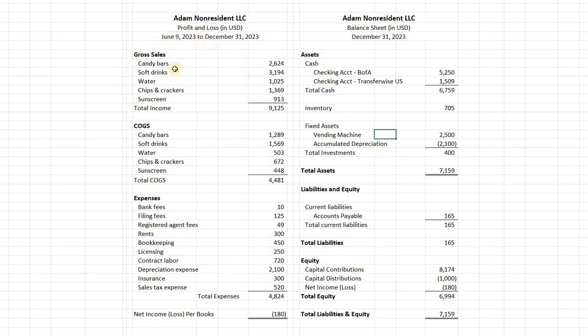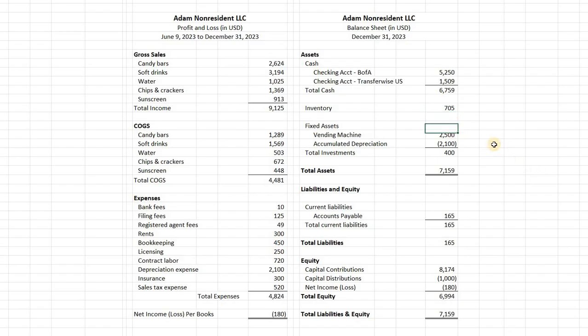So we've got the gross sales amount. These are the items that are being stocked in the vending machine and sold. We've got the cost of goods sold, so the inventory costs on the gross sales there, and then various expenses. So the filing fees, bank fees, bookkeeping fees, the depreciation expense that's going to be recorded for tax purposes. We've just booked the same to match for bookkeeping purposes. And on the asset side, we've got some U.S. bank accounts, a B of A account, a Transferwise U.S. account, the ending inventory balance as of the close of the year.